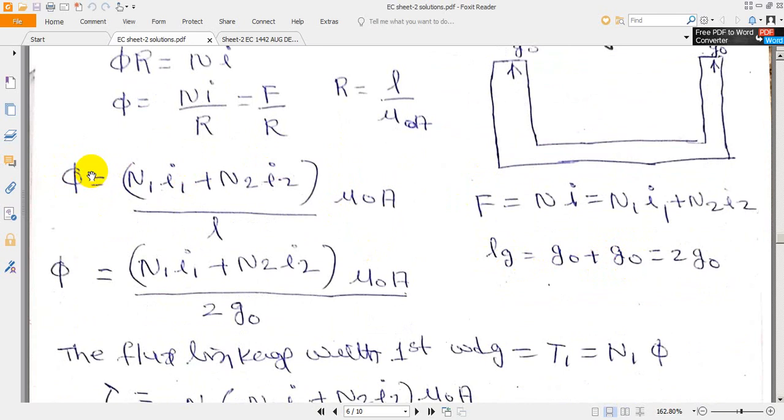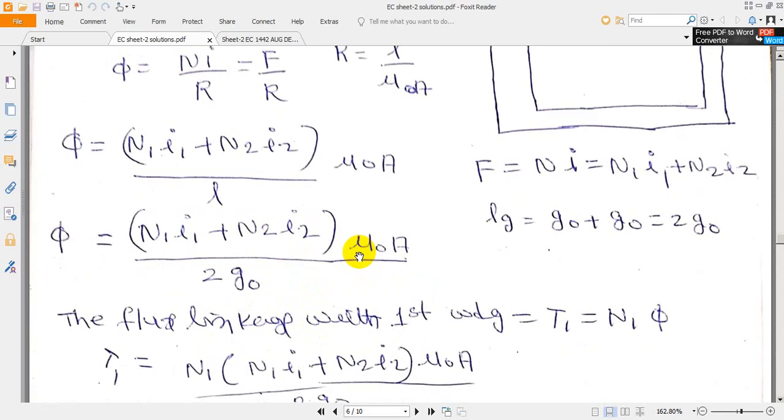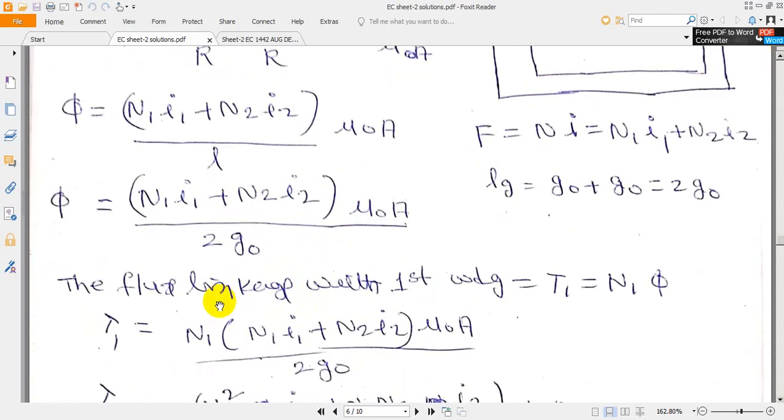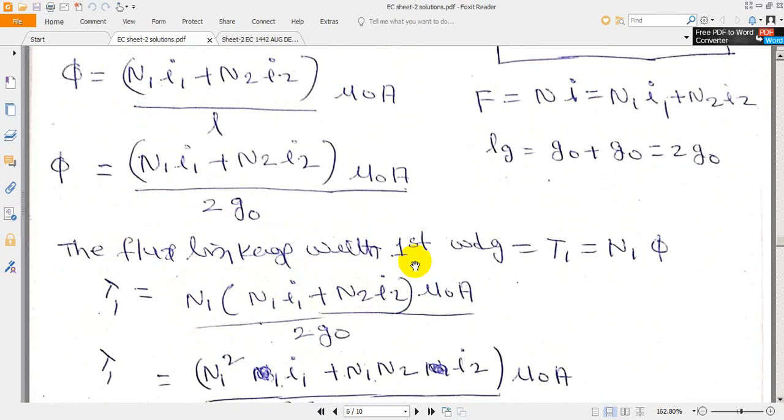Now we need to calculate the flux. Flux is equal to F by reluctance. Substituting the value of F and the value of reluctance, you will get N1 I1 plus N2 I2 as F, and the reluctance is 2G0 by mu naught A, so mu naught A will come here. This is the total flux which is flowing in the magnetic circuit. Now the next part is the flux linkages with the first winding.